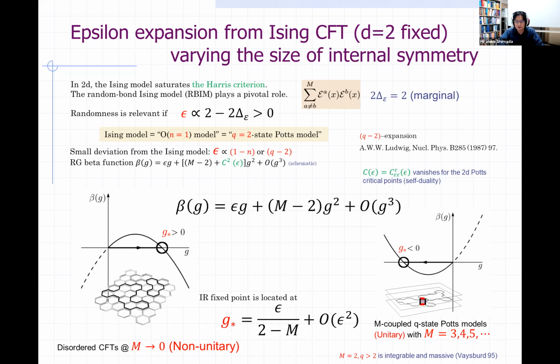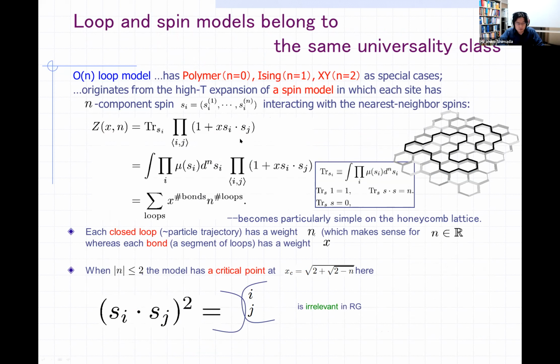Okay. So let me start with the O(n) models. The O(n) model has a famous geometric representation. This is a linearized Boltzmann weight, and this mu is the measure for spins that live on S^{n-1}. This measure satisfies this property, and so the partition function has this final form.